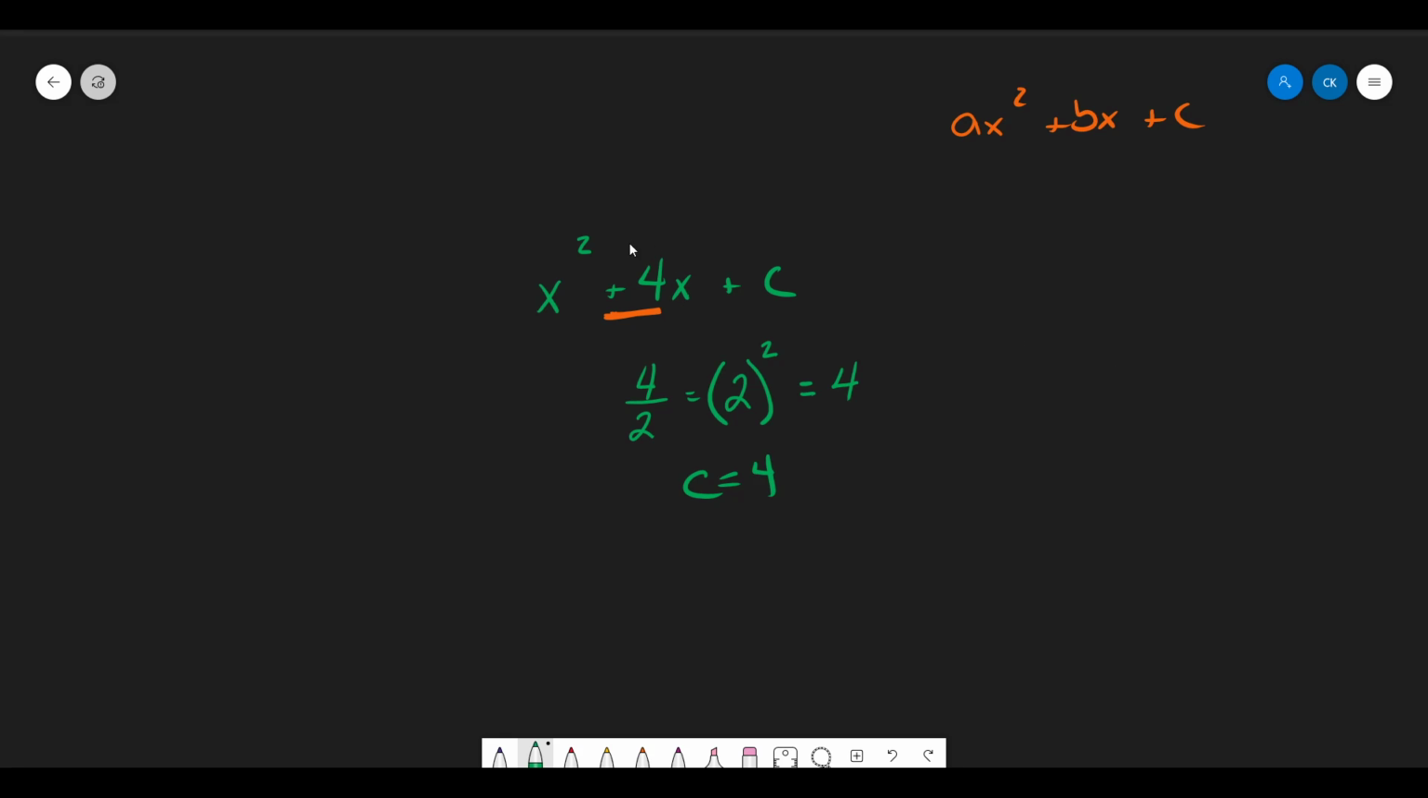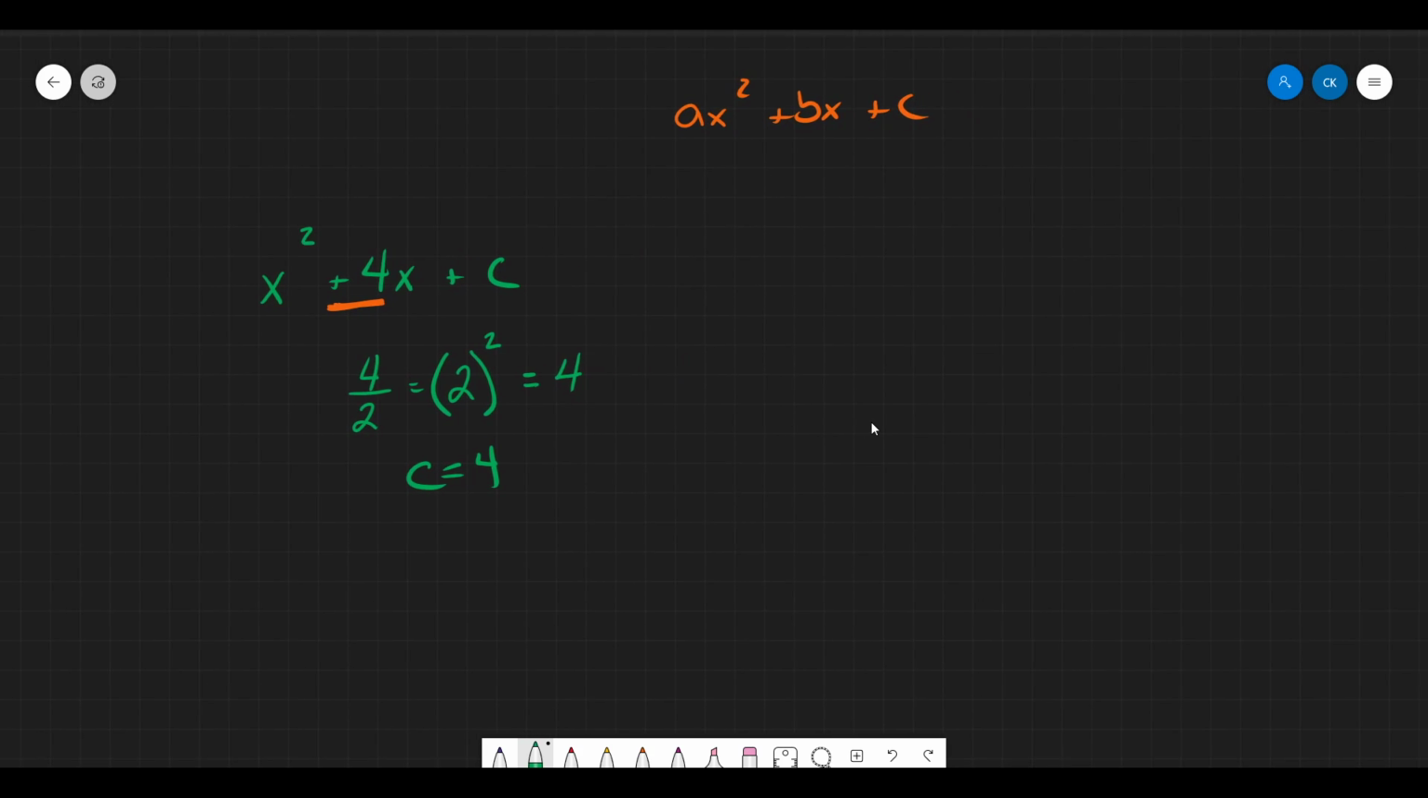All I had to do was take half of b and then square it. Half of 4 is 2. 2 squared is 4. So if it ever asks you to just find c, or what value of c would make this a perfect square trinomial, take b, divide it by 2, and then square it. Let's do one more of those.